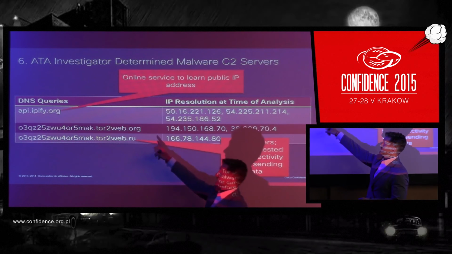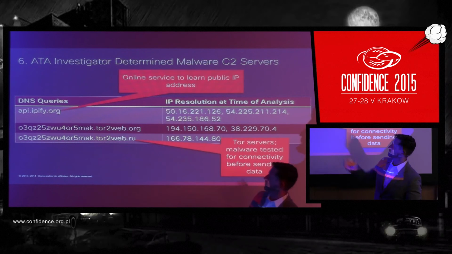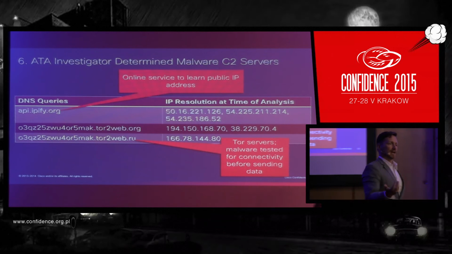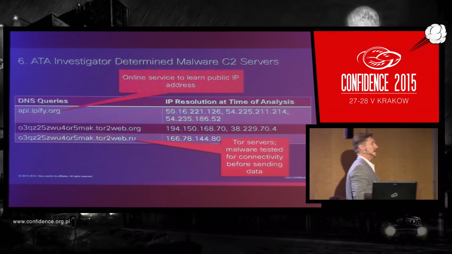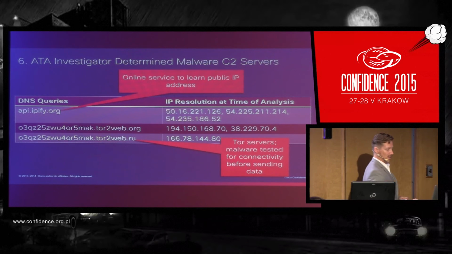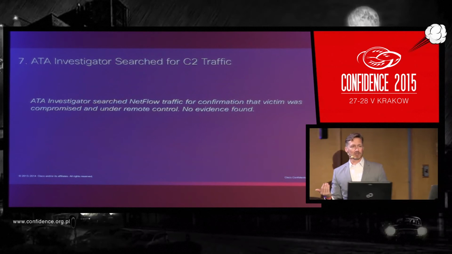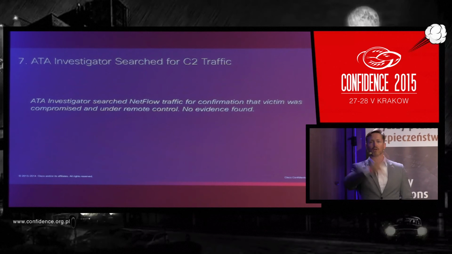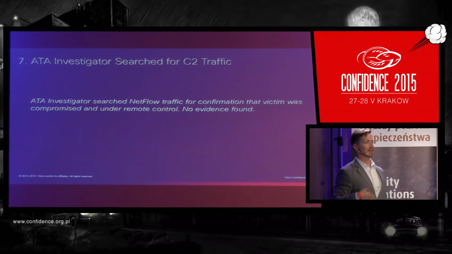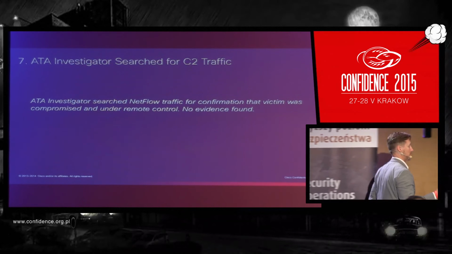But then he saw it's using a Tor service, tor2web.ru and .org, to get the DGA needed, or to get the IP address needed to actually do the command and control. So the investigator took those IP addresses returned from within the code, and he looked through all the Netflow, meaning all the network telemetry coming in and out. Nothing. There was no indication of a compromise.